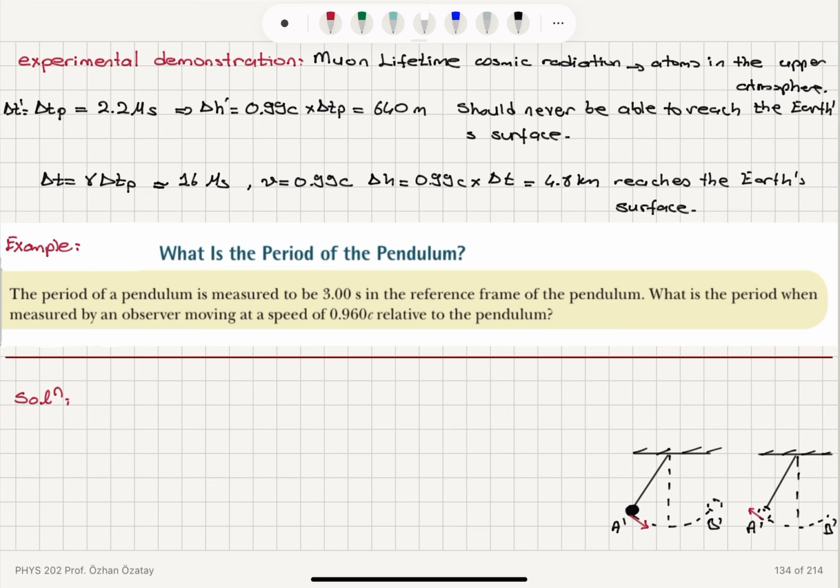All right. So here is an example. What is the period of the pendulum? The period of a pendulum is measured to be 3 seconds in the reference frame of the pendulum. What is the period when measured by an observer moving at a speed of 0.96c relative to the pendulum?